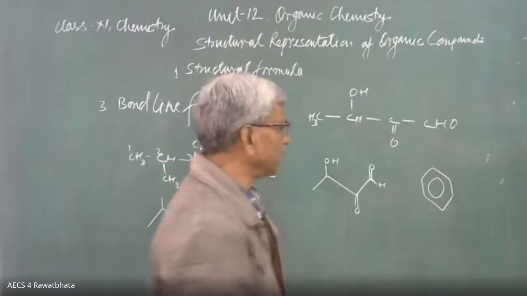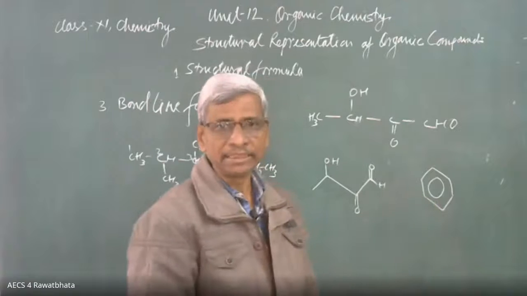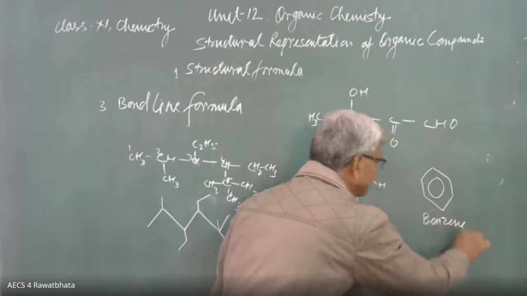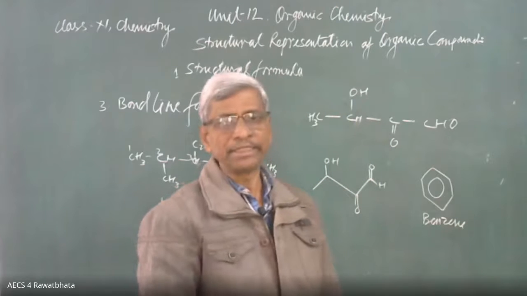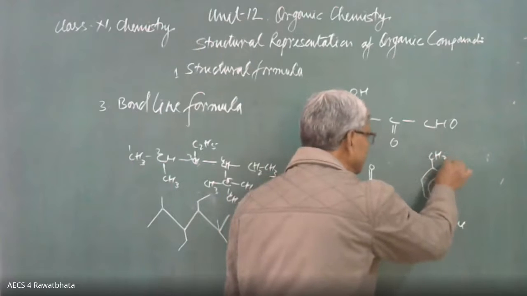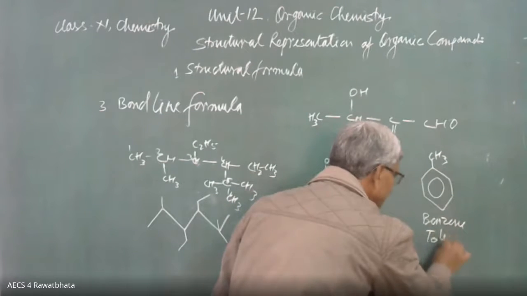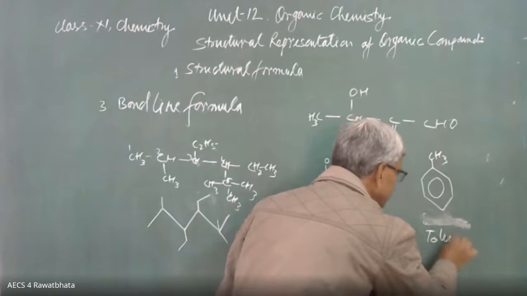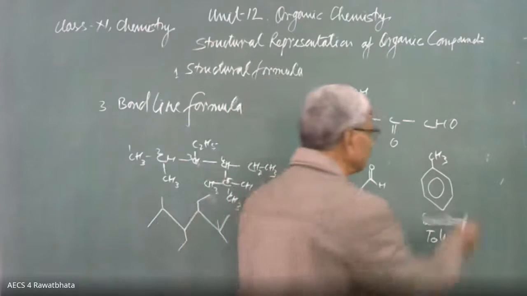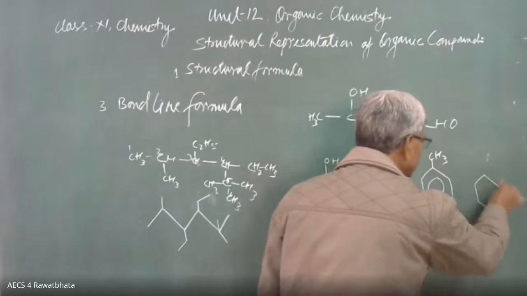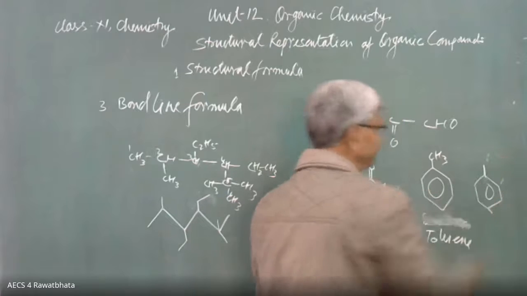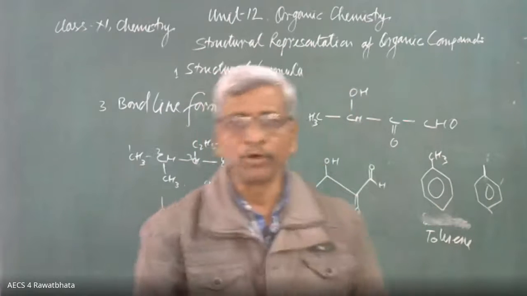Toluene. Toluene having one CH3 to the benzene. This is benzene. Toluene having one CH3 to the benzene. This is toluene. CH3 here. This is now toluene. What is the bond line formula of the toluene? Toluene bond line formula is like this. Here is this one only single line. This is the toluene bond line formula.